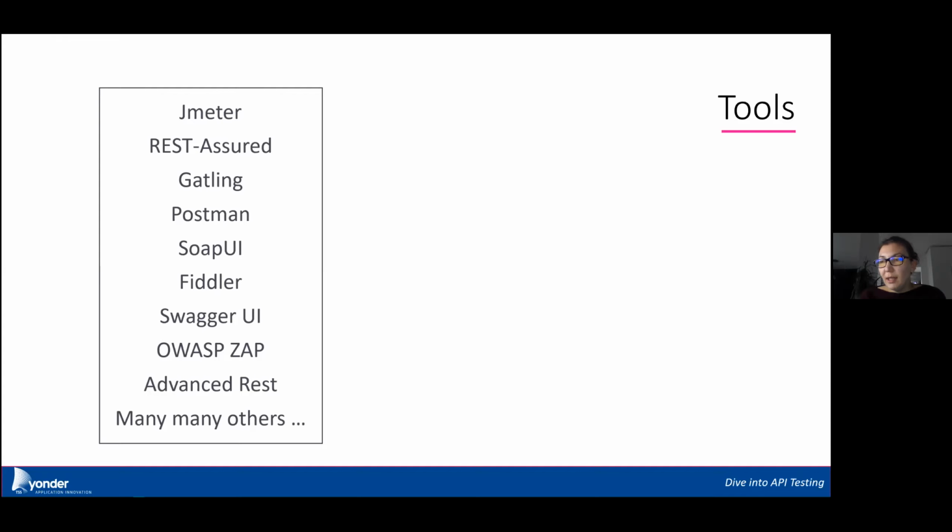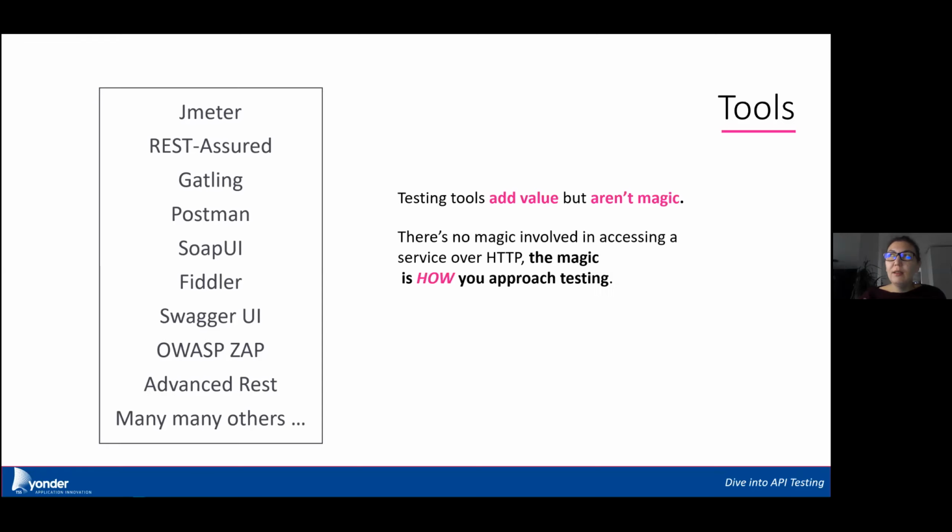One of the ideas that I've learned from using tools for API testing is that they bring me value. They add a lot of value in the context where I've been. But I learned that the magic of succeeding in API testing is how we approach testing, because basically all those tools can access a service over HTTP. The question is how suitable they are for you and how you are going to approach the testing part.